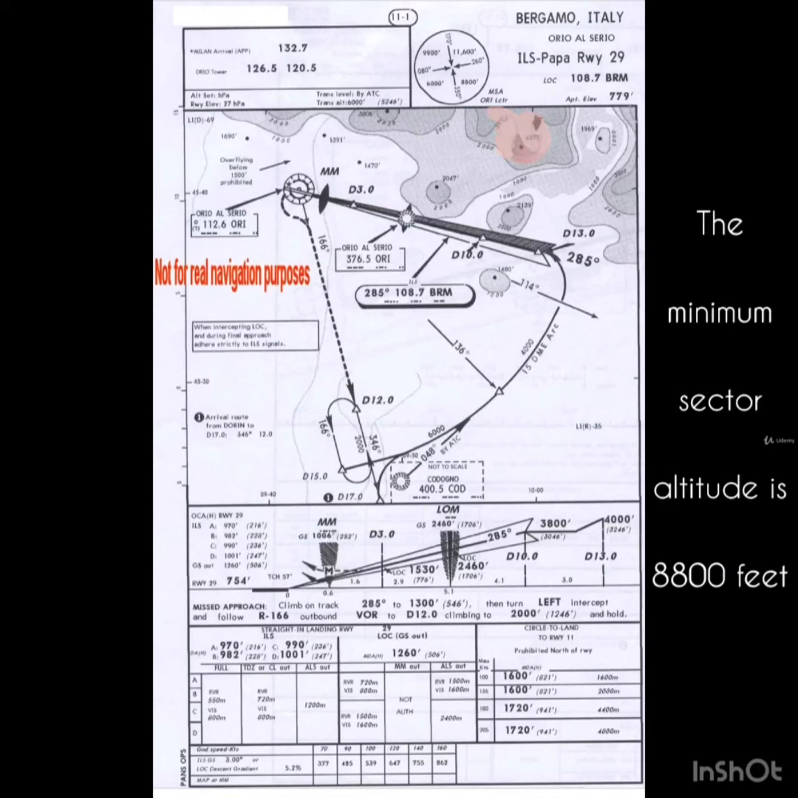The minimum sector altitude, as we can see in the chart, we are coming from the southeast side, is 8,800 feet. The minimum sector altitude is very important to monitor and you must be sure that you are flying at the correct altitude.